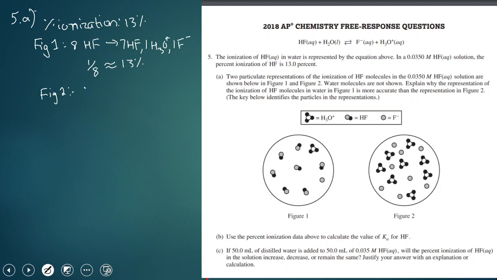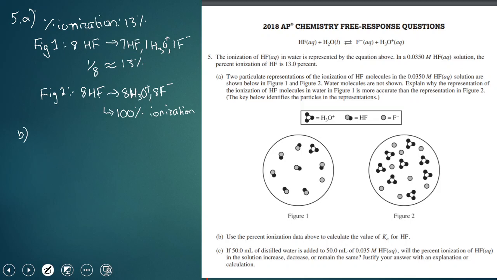We started off with 8 HF again, but we got 8 H3O and 8 F minus, which would represent 100% ionization. And so obviously figure 1 just mathematically is going to be more accurate because it's much closer to the 13%. And so this mathematical proof you can use by saying that figure 1 represents a 13% ionization, but show the actual numbers, that we started off with 8 and one of the acid molecules was ionized, so 1 in 8 is approximately 13%, compared to figure 2 with 100%.